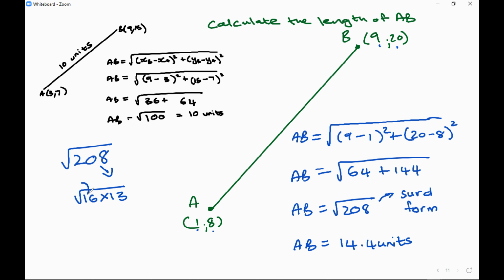When I take 16 outside of the root, it becomes 4, because when it goes inside, it gets squared. So I'm square rooting it on the way out. And then on the inside, I'm left with the root 13. And this is known as simplified surd form.